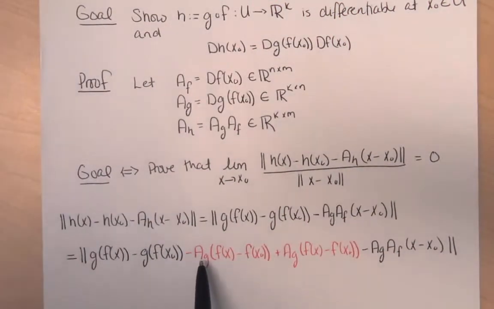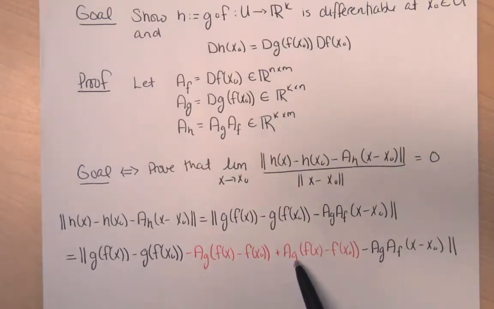So I added the derivative matrix of g at f of x naught times the difference, and then subtracted the same thing. I did that because as x approaches x naught, f of x approaches f of x naught. How do I know that's true? Well, f is continuous. How do I know that's true? Because f is differentiable at x naught. And as x approaches x naught, when I divide by f of x minus f of x naught, I should get that that limit is 0.